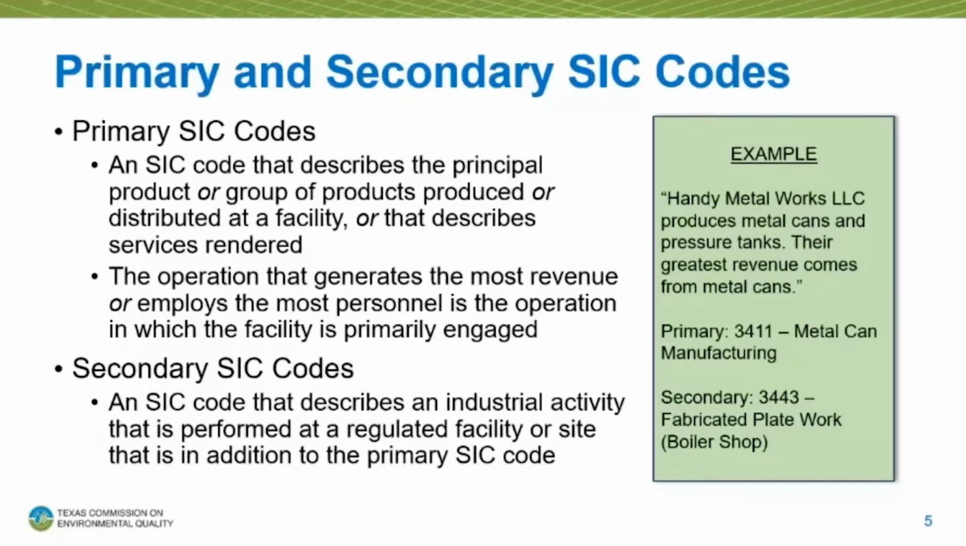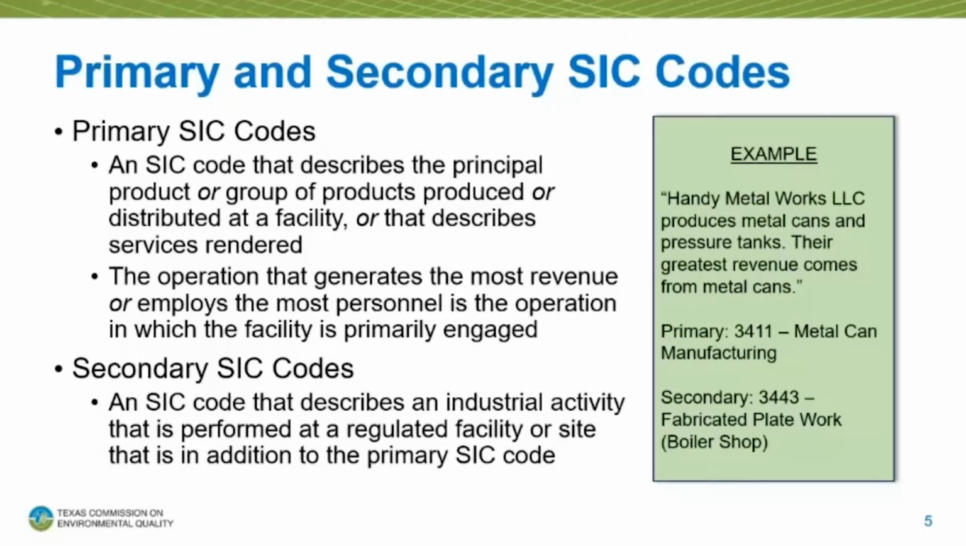Secondary SIC codes could be describing a secondary industrial activity. So a second thing that's happening at the facility that is described by another SIC code, but it's not the primary source of income or the primary use of employees at a facility.